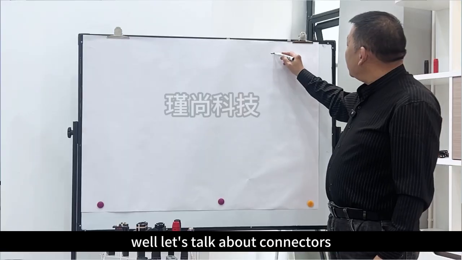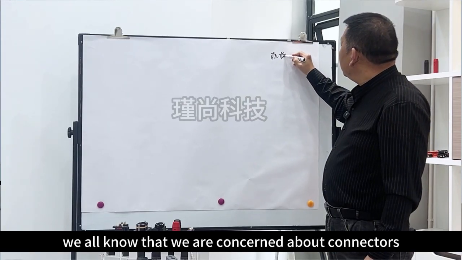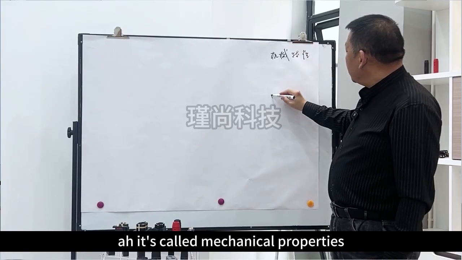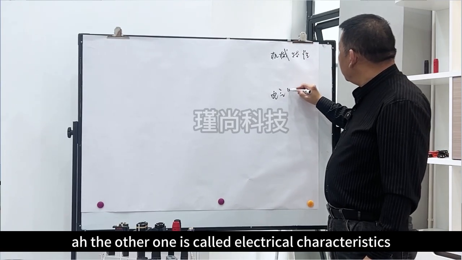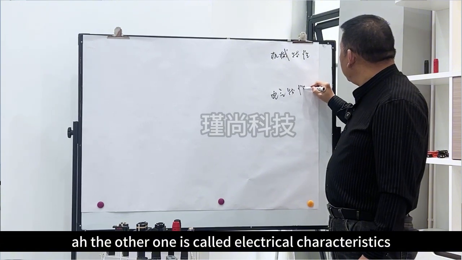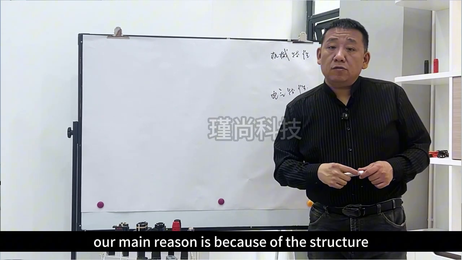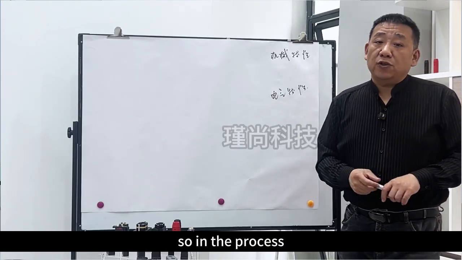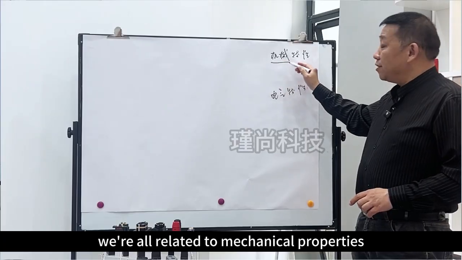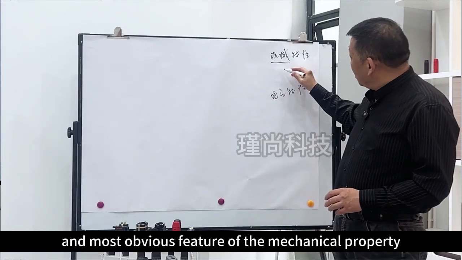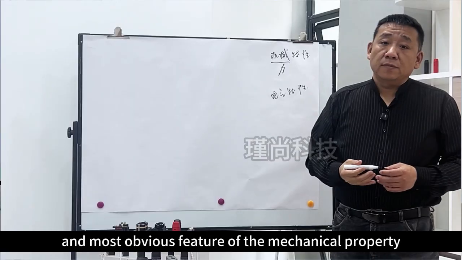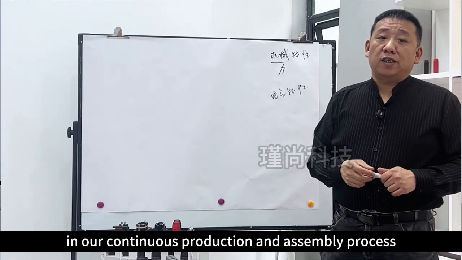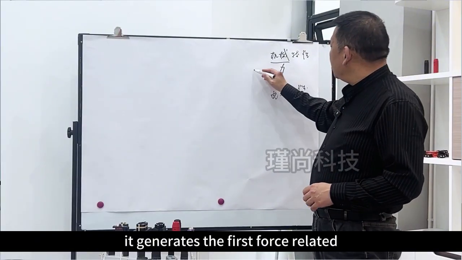Well, let's talk about connectors. We all know that what we are concerned about with connectors is, one, called mechanical properties, and the other called electrical characteristics. How about during assembly? Our main reason is because of the structure. We assemble structures, so in the process, we're all related to mechanical properties. The biggest and most obvious feature of the mechanical property is force. So in our continuous production and assembly process, it generates the first related force.